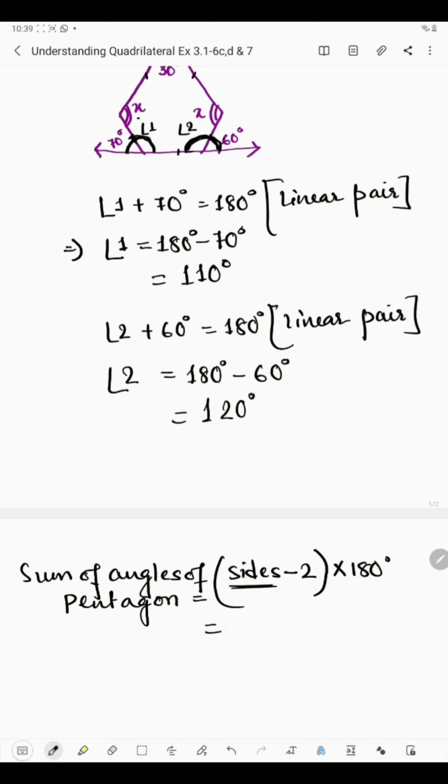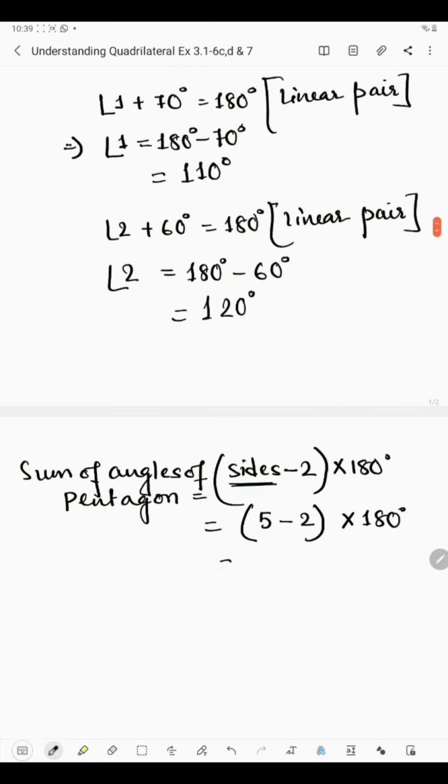Here the number of sides is 5. So 5 minus 2 into 180 degree. So it's 3 into 180 degree. So 3 18s are 54 and 1 0. So the sum of angles of a pentagon is 540 degree.